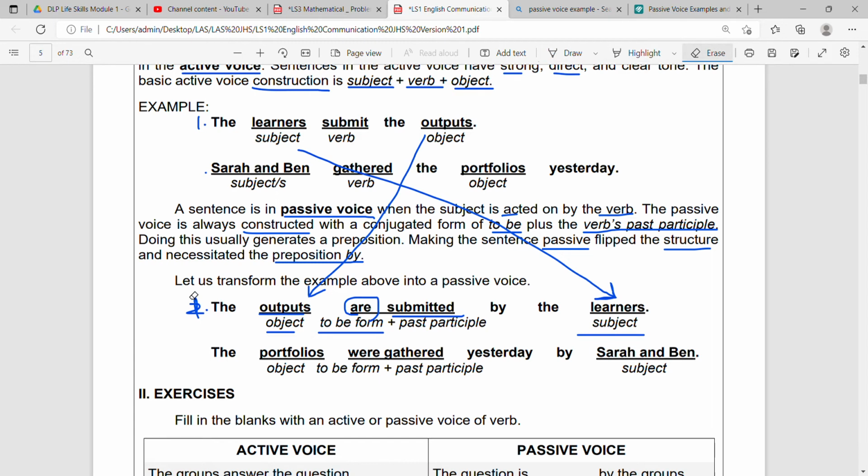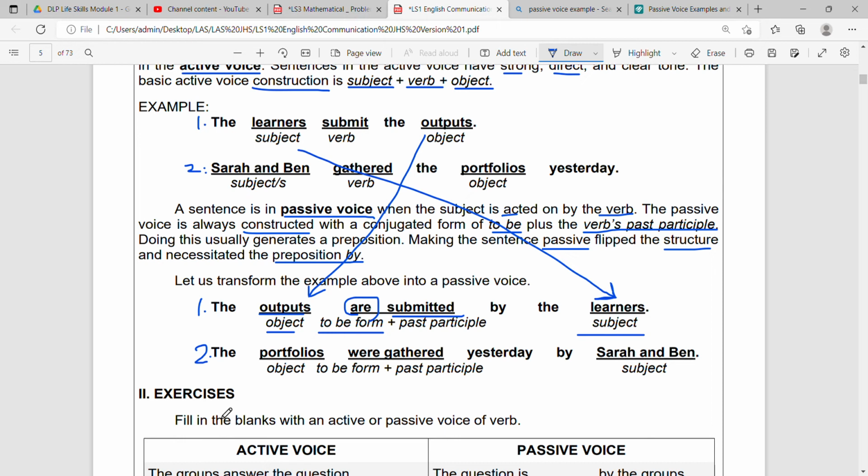So sentence number 1, this one corresponds also to sentence number 1. So sentence number 2, active voice. Sarah and Ben gathered the portfolios yesterday. So kung himuon na to siya nga passive voice, the portfolios, okay? Ang iyang object na himo na nga subject, maunay gihisgutan sa sentence. Ang object maunay gihisgutan sa sentence. The portfolios were gathered yesterday by Sarah and Ben.